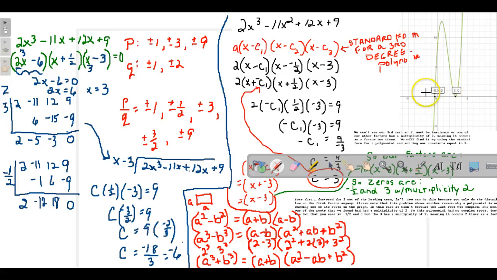Remember, don't make the mistake that I did. When you see this and you know there's 3 zeros and you think, oh, the other one must be imaginary. Well, when we went and did it, and I ended up with that negative 6, I was like, well, that's not imaginary. I completely forgot about the multiplicity idea or concept or whatever.